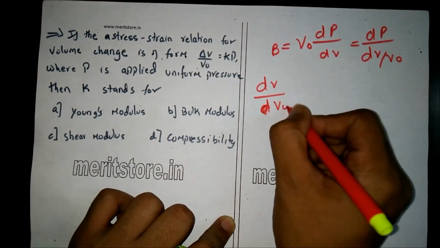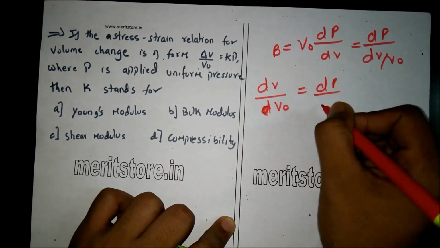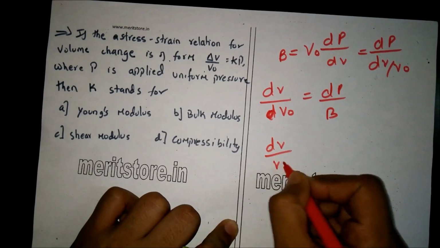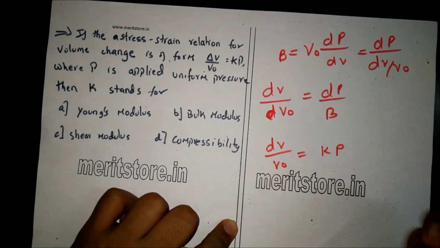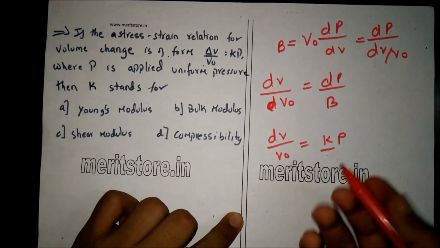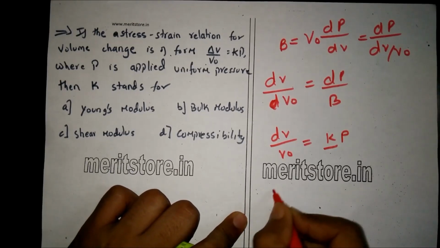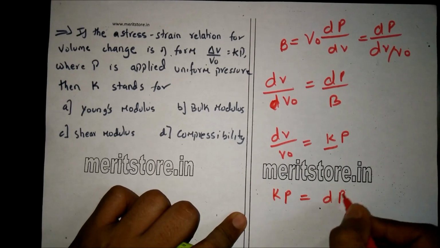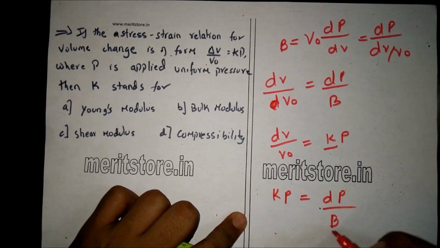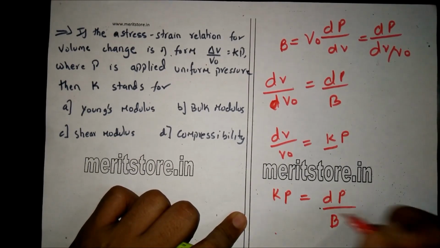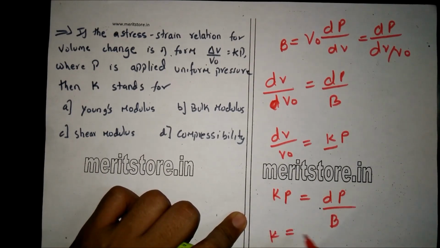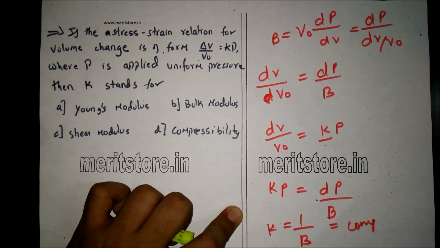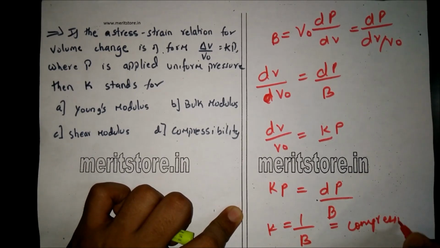V0 equal to dP upon B, but here it is given as delta V, which is dV upon V0 is equal to K into P, where K is a constant. Therefore, substituting the value, KP will be equal to dP upon B. Now we can cancel P since the change in pressure is the same. Therefore, K will be equal to 1 upon B, where B is the bulk modulus, which is equal to compressibility.